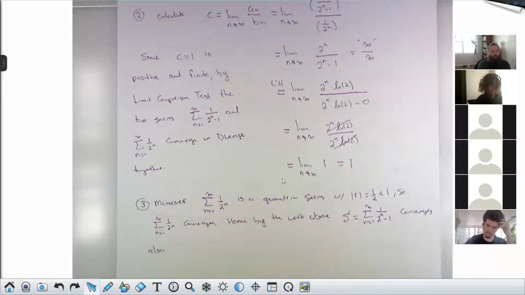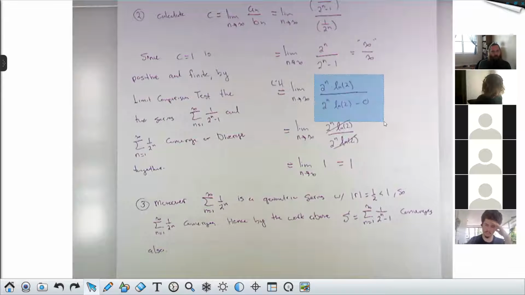So this is what that solution looks like. And without that third step, you're not done. You can show that two series do the same thing, but unless you know what the second series does, you don't learn anything about the first series.